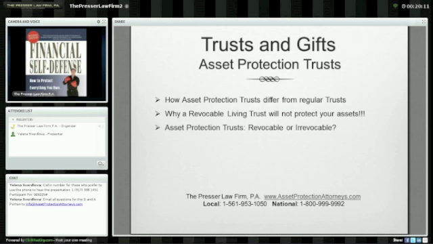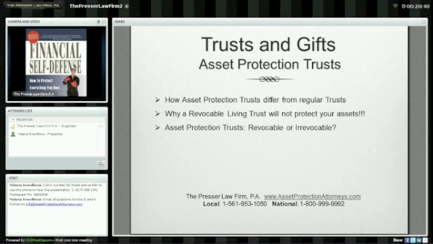How do asset protection trusts differ from regular trusts? Essentially, for a domestic trust to be an asset protection vehicle, it really has to be an irrevocable trust, because like we talked about in the last slide, if you have a revocable trust, you can revoke whatever asset you put in there. And if it's revoked, well, a judge can order you to revoke what's in the trust and give it to a creditor. So any trust that's revocable will not protect your assets.